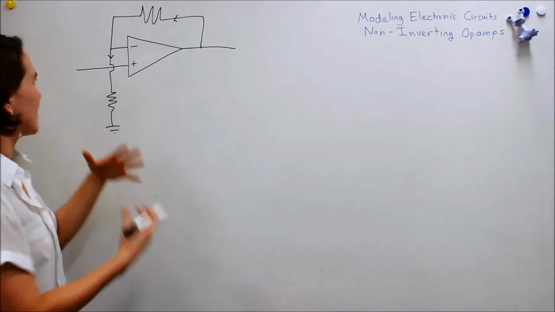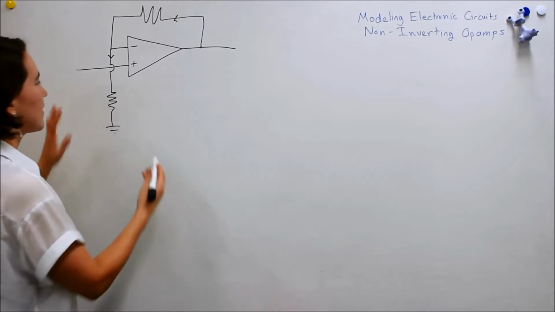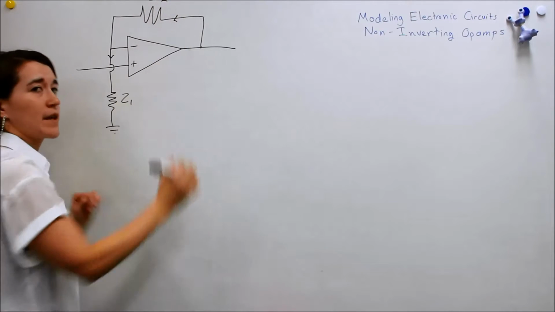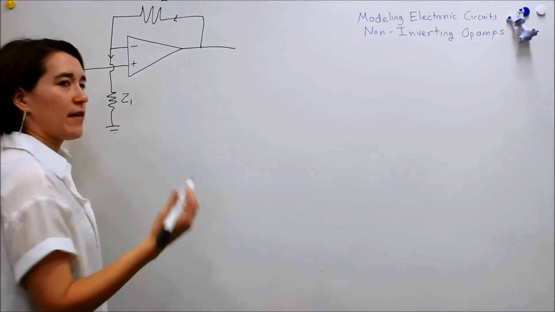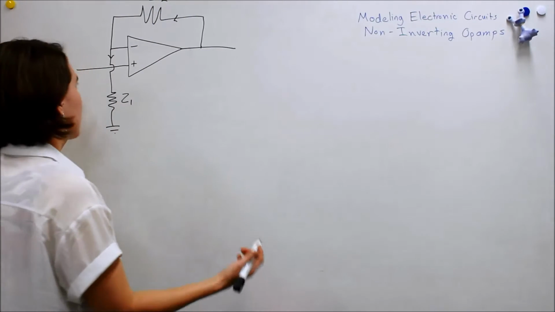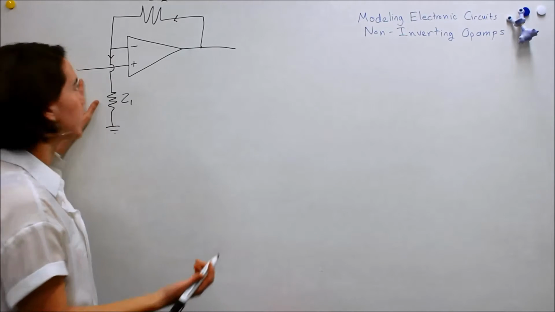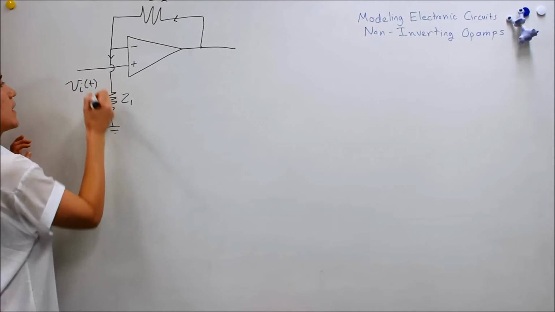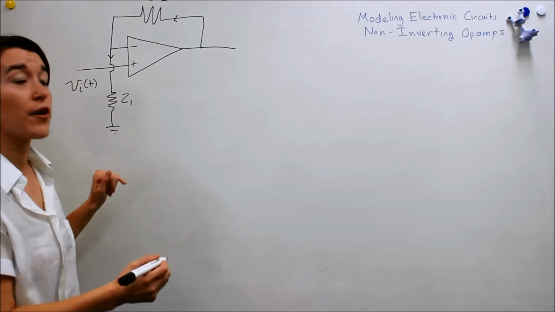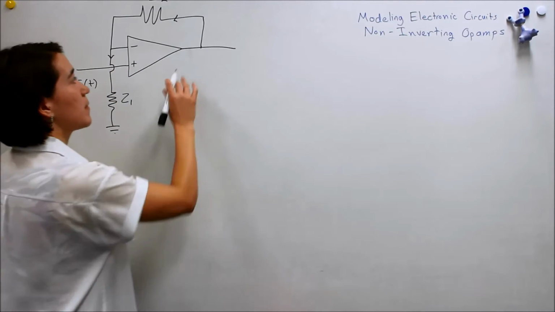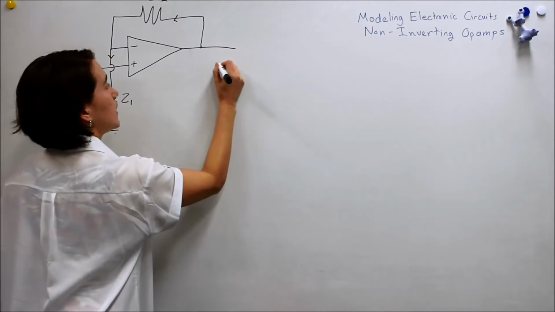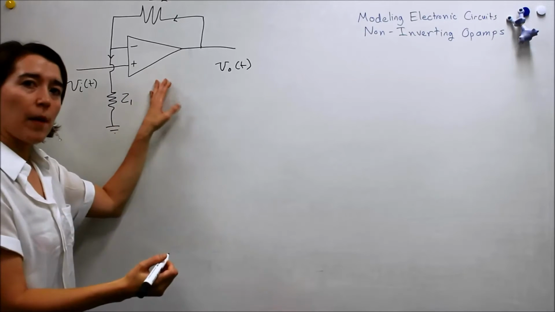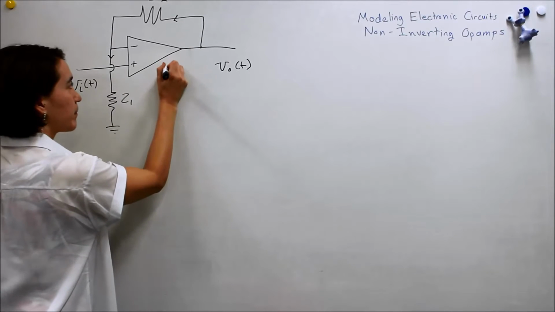And we have to label our system here. So these impedances, we'll call them Z1 and Z2. And we need to have an input for our transfer function, so that's what we want to define. So our input here will be Vi of t, and that's going into our positive terminal of our op-amp. And then our output is going to be the output here, so Vo of t. And our op-amp, remember, has a gain, we'll call it A.